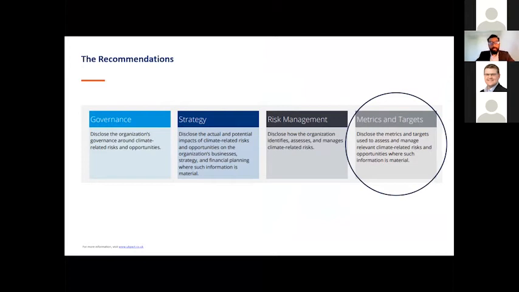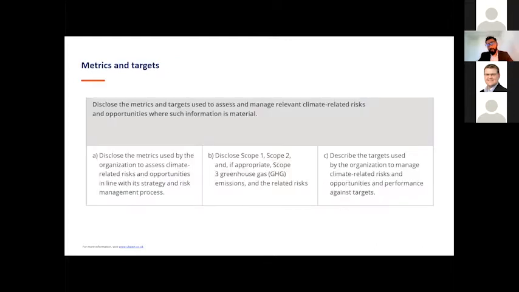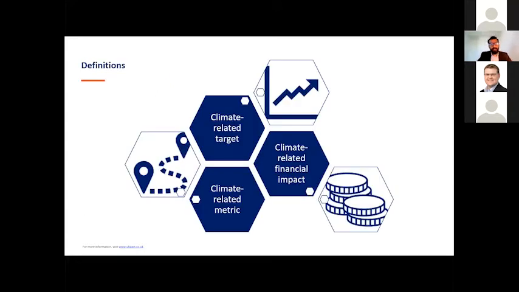As a reminder, the recommendations from TCFD under this pillar say that organizations should disclose the metrics and targets users need to assess and manage relevant climate-related risks and opportunities where such information is material. The sub-recommendations here, as a reminder again, firstly ask organizations to disclose the metrics they use, then disclose Scope 1, Scope 2, and if appropriate, Scope 3 greenhouse gas emissions, as well as the related risks, and then to describe and disclose the targets used by the organization to manage climate-related risks and opportunities, as well as the performance against those targets.